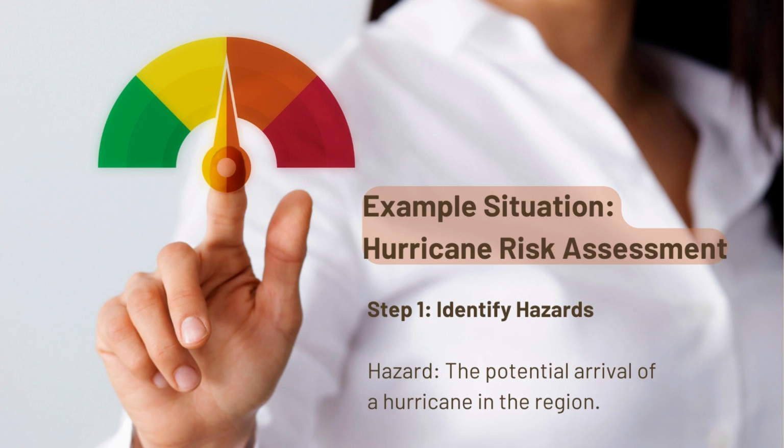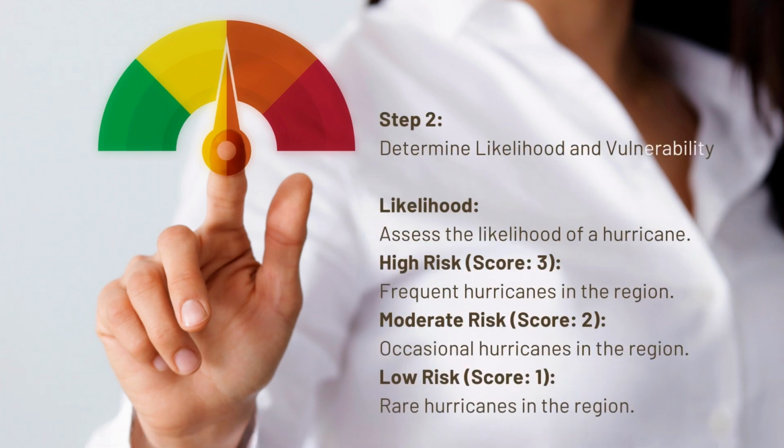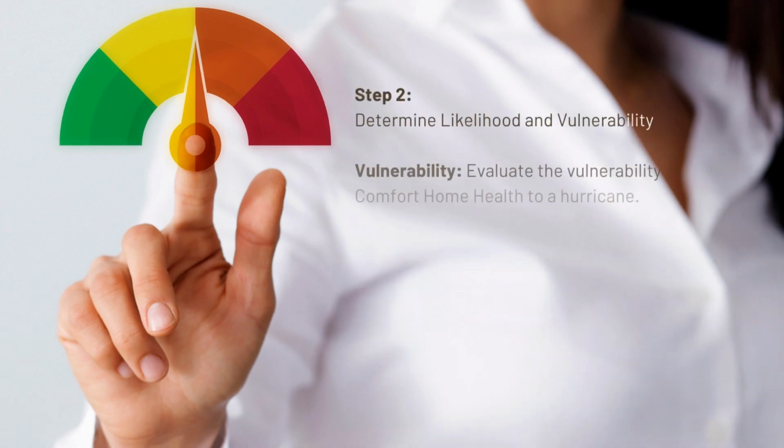Let's consider an example of assessing the risk of a hurricane at Comfort Home Health. For step 1, identifying hazards. That would be the potential arrival of a hurricane. Step 2A, likelihood. Give a score of 1 for low risk, meaning rare hurricanes in the region, a score of 2 for moderate risk, meaning occasional hurricanes in the region, and a score of 3 for high risk, meaning frequent hurricanes in the region.